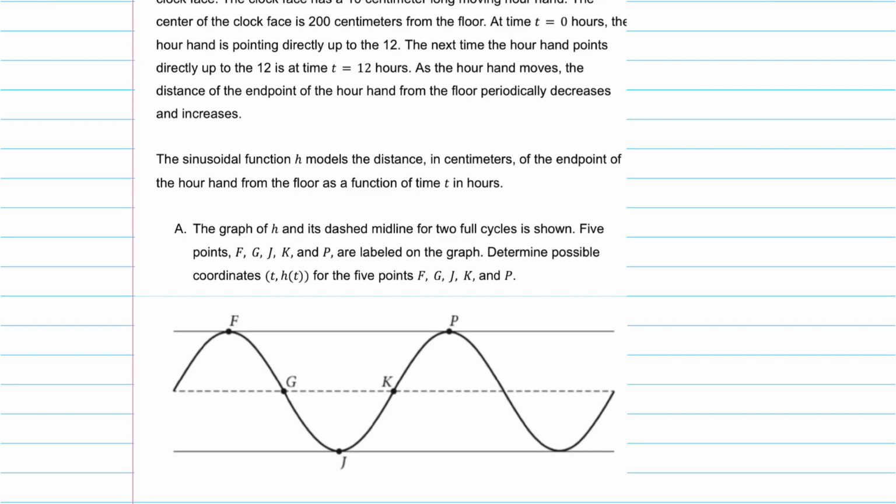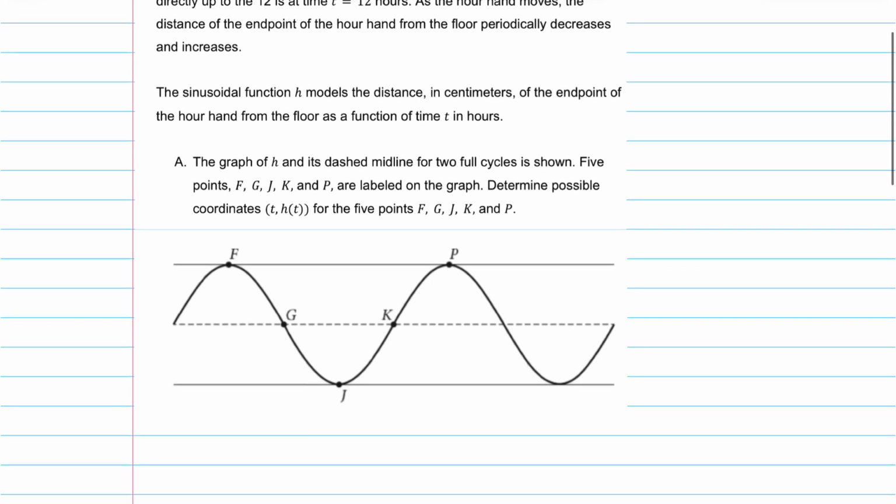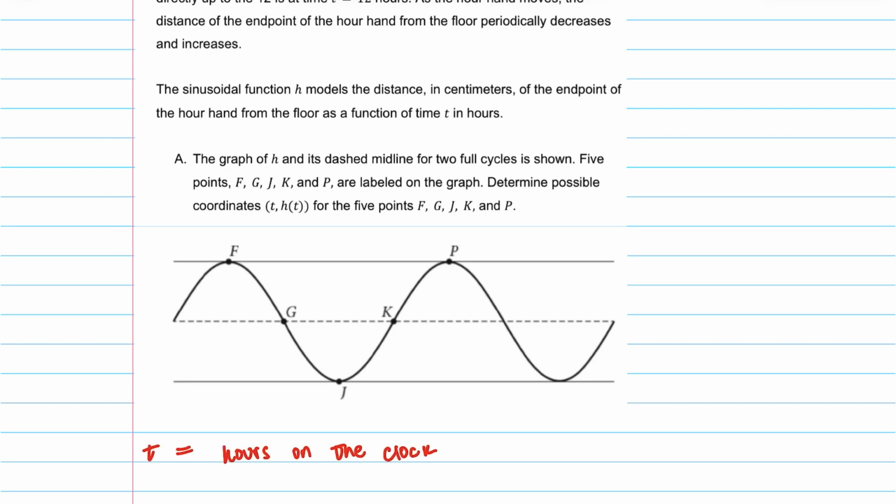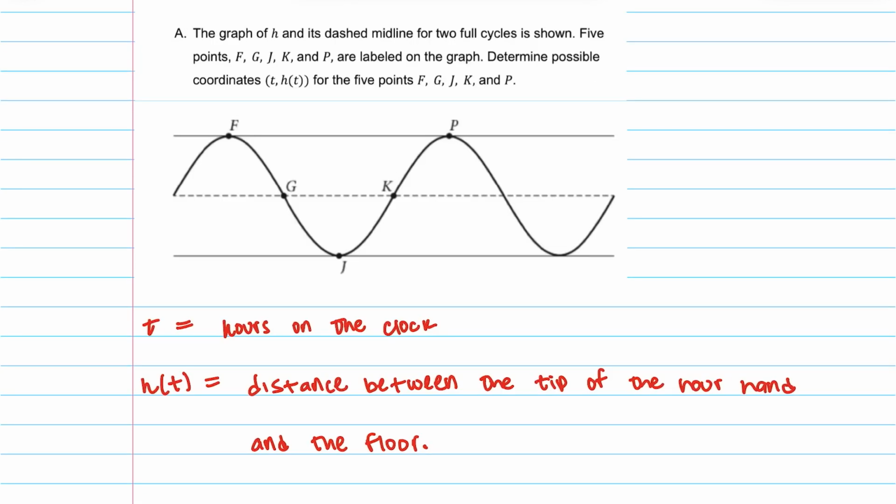Now, to get started with part A of this exercise, let's do a recap on what the variables mean. So t represents the hours on the clock. At t is equal to 0, our hour hand is pointing up directly at 12 on the clock. And at t is equal to 12, it returns back to its initial position. Now, h of t is the distance between the tip of the hour hand and the floor.